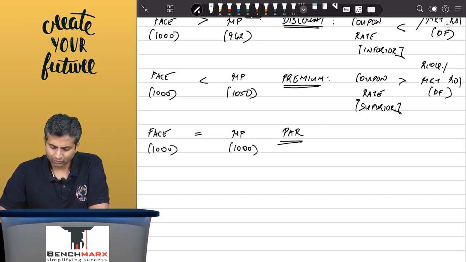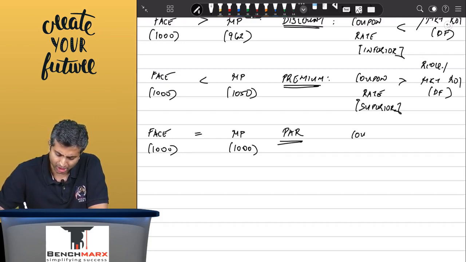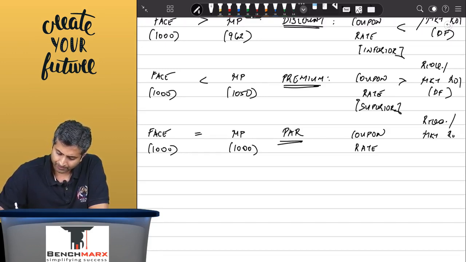At the par value. Now when we are looking at these bonds which are at the par value, over here what should be the relationship between your coupon rate and the market rate of interest or the required rate? So if you look at the required rate of return or the market rate of interest, which is a discounting factor, what should be the return?